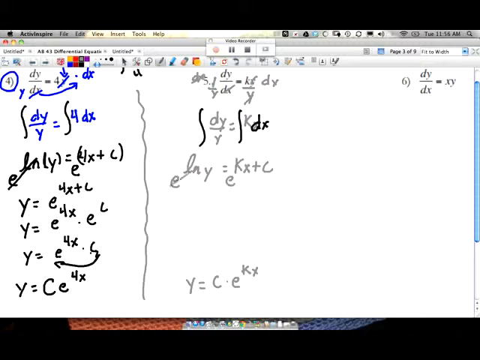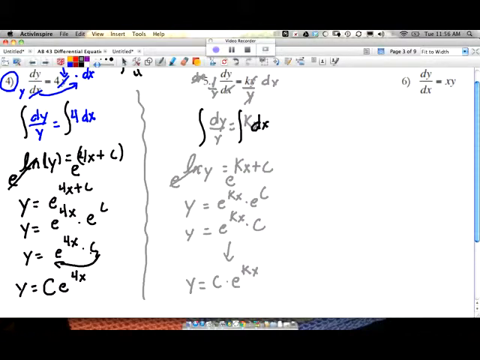We raise both as a power with the base e. E to the natural log of y just becomes y. E to the kx plus c is really e to the kx times e to the c, which winds up being e to the kx times a constant, and then we put that constant out front. We get to the final step. Okay, so that's the idea. We got it so far.